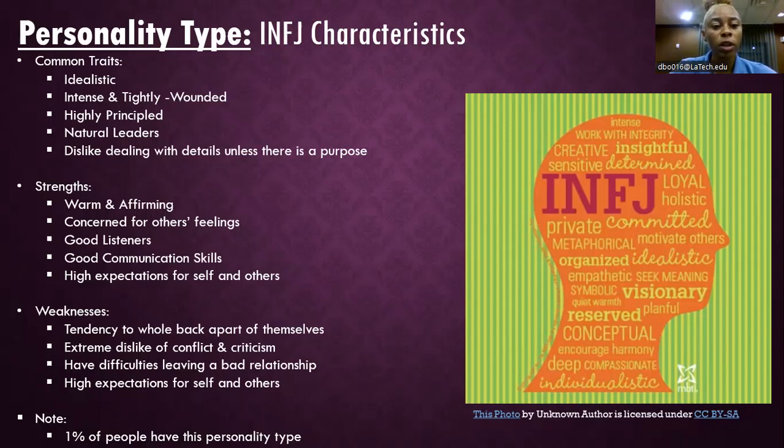But looking at some of the strengths, we are considered warm and affirming, concerned for others' feelings. We're good listeners, and we have good communication skills. We have high expectations for ourselves and others. And then looking at the weaknesses, we have a tendency to hold back a part of ourselves. We have an extreme dislike for conflict and criticism, and difficulties leaving a bad relationship. And we also have high expectations for ourselves and others. So that's both a strength and a weakness, because we can sometimes go too far with it and put unrealistic goals on ourselves and people.